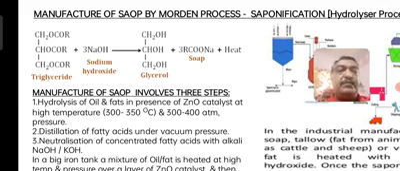Manufacture of soap involves three important steps. One is hydrolysis of oils and fats in the presence of zinc oxide catalyst at high temperature, about 300 to 350 degrees centigrade, under a pressure of 300 to 400 atmospheres. The second is distillation of fatty acids under vacuum pressure. The last step is neutralization of the concentrated fatty acid with alkali like NaOH and KOH.